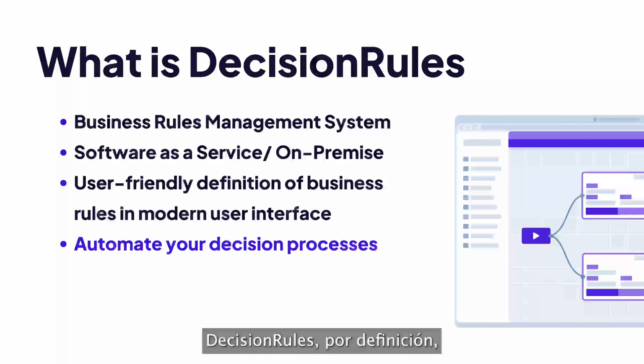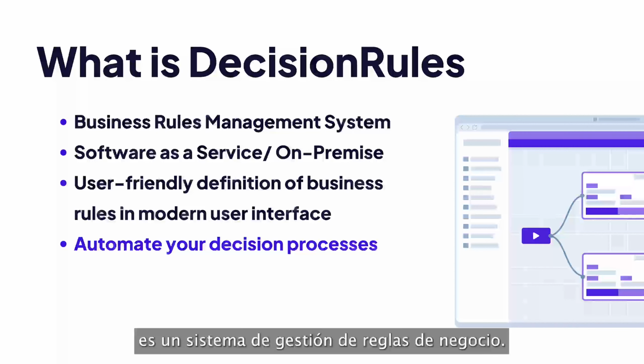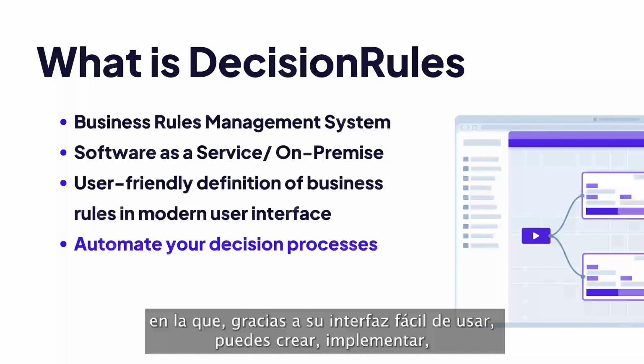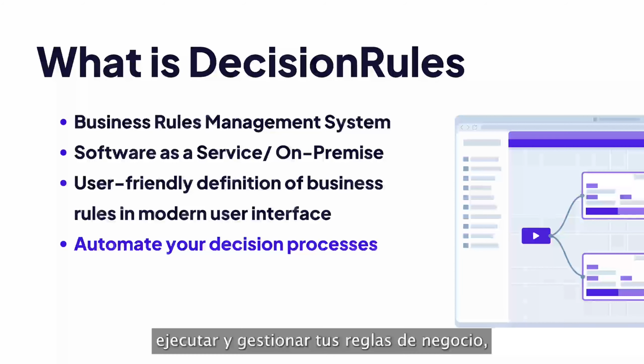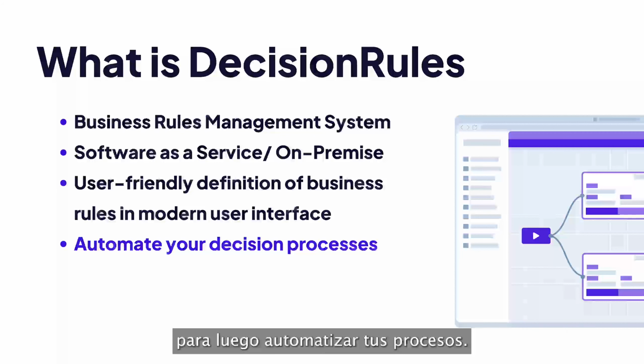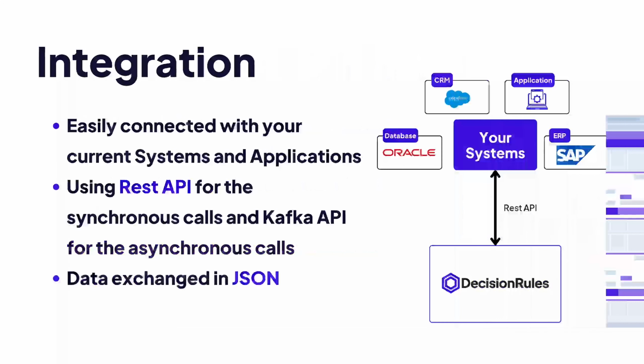DecisionRules, by its definition, is a business rules management system, a BRMS. In other words, an application in which, thanks to its user-friendly user interface, you can create, deploy, execute, and manage your business rules, based on which you can then automate your processes.